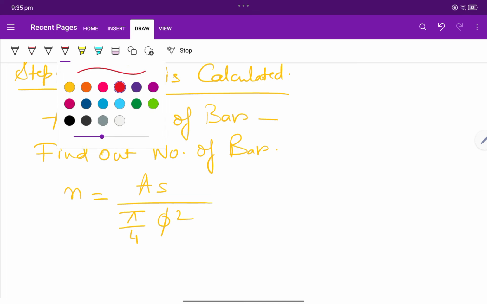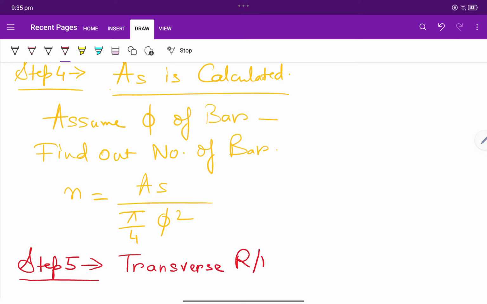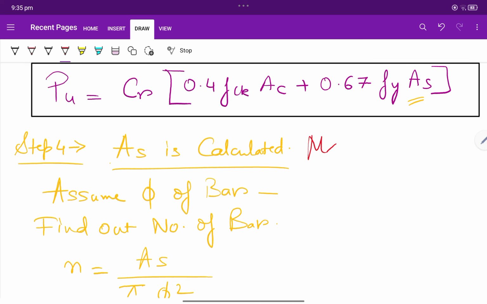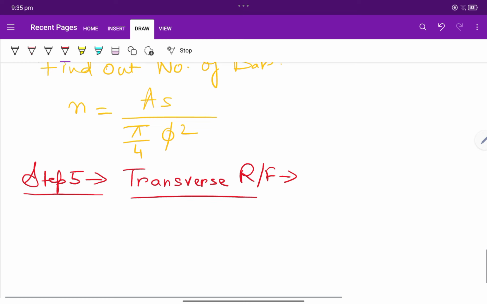Now we will see the next step. We have calculated the main bar. Now we have to calculate the transverse reinforcement, the lateral ties or the stirrup or ring, or whichever language you tell. So it will be step 5, the transverse reinforcement. The main reinforcement is calculated.